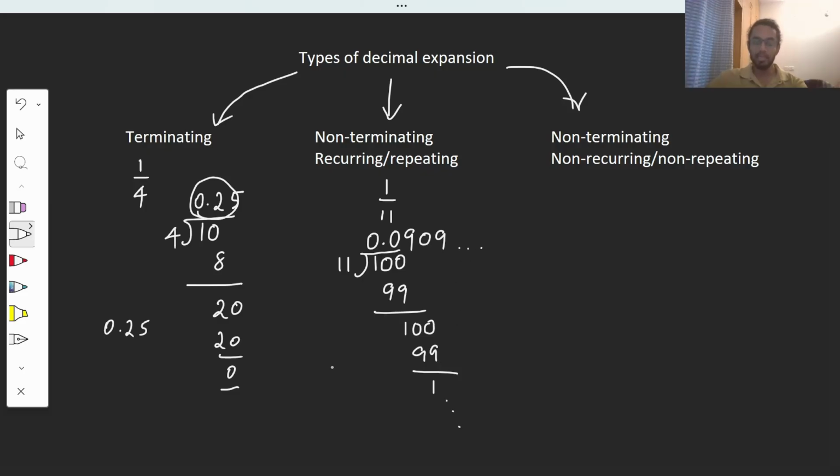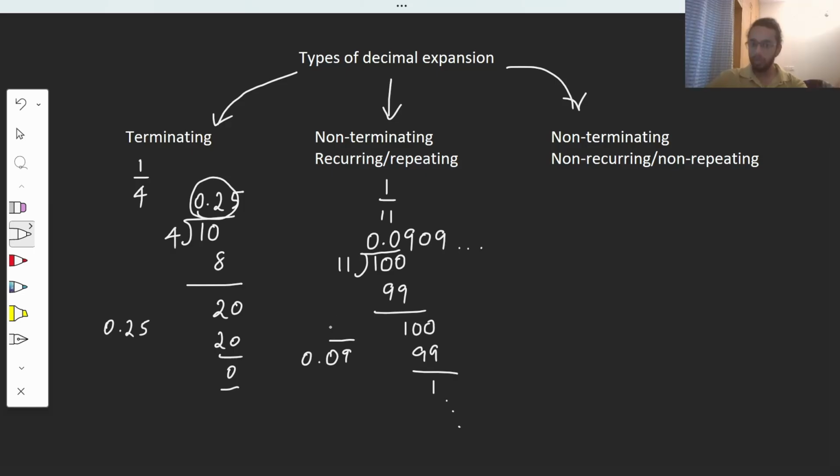So as you can see here, the answer is 0.090909 and so on, which can be written as 0.09 the whole bar. So since it doesn't stop, it is called non-terminating, and the same set of digits, that is 0 9, keeps repeating. So it is called non-terminating recurring decimal expansion.